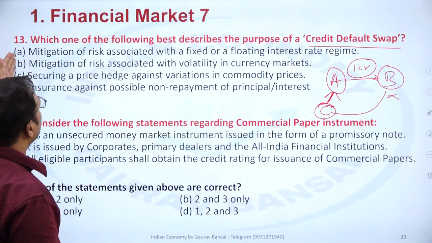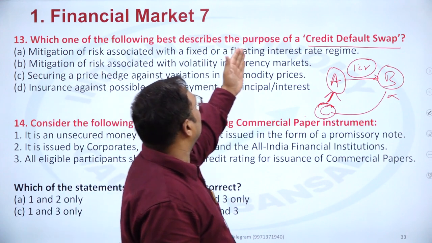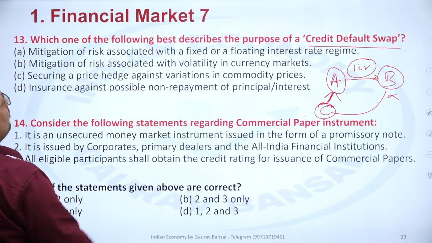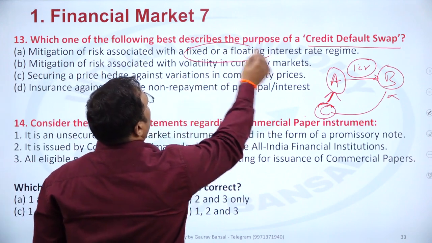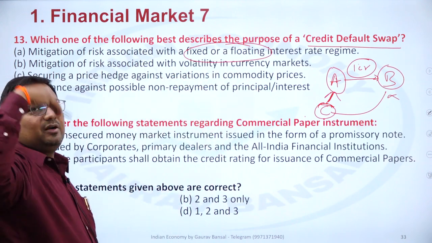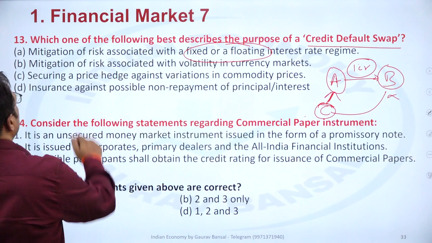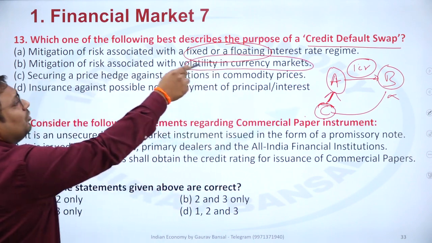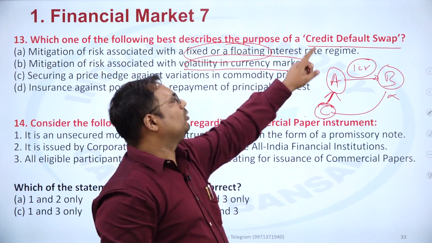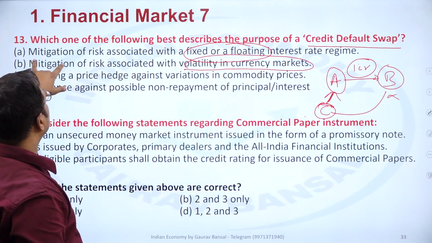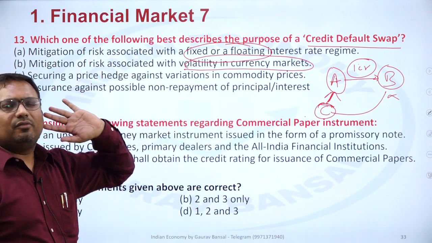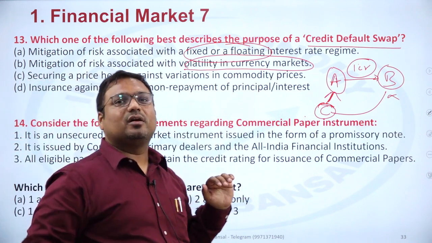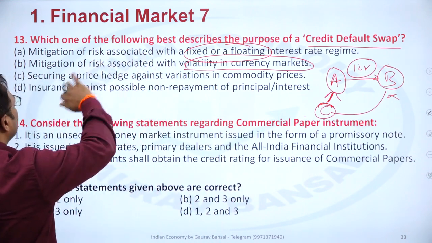Look at the option. Mitigation of risk associated with a fixed or floating interest rate regime. No, it is not about fixed or floating. Whether your interest rate increases, that loss is covered, it is not that. Mitigation of risk associated with volatility in currency market. So this is not related to credit default swap. Volatility in currency market risk is covered, and for that there are hedge funds. Okay, we hedge in various other currencies. So that is a different thing.